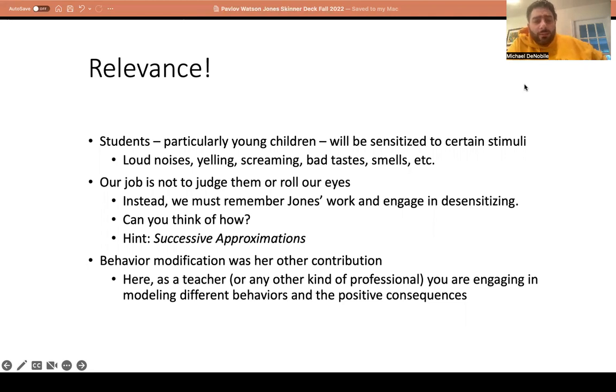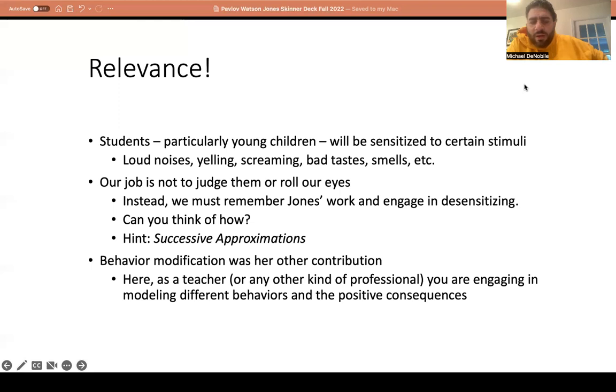This is through the process of successive approximations. So, for example, if there are negative situations where students have been sensitized to fear certain stimuli, we can, as teachers, desensitize them to it, as long as it's for the benefit of the child.